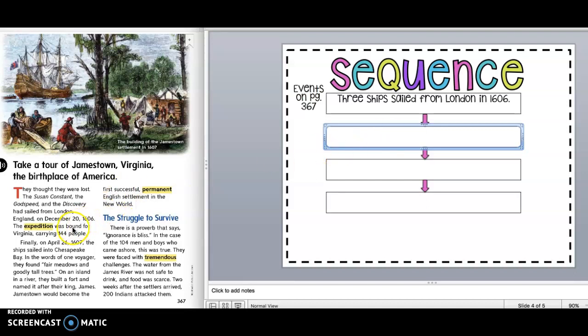So as we keep going, we know that finally there's that key word to signal something's happening in a sequence. Here is the date, April 26, 1607, and what happened there? The ship sailed into Chesapeake Bay. So let's go ahead and put that in there. And we'll put April, and let's just shorten it so we save some time, April 26th, 1607.